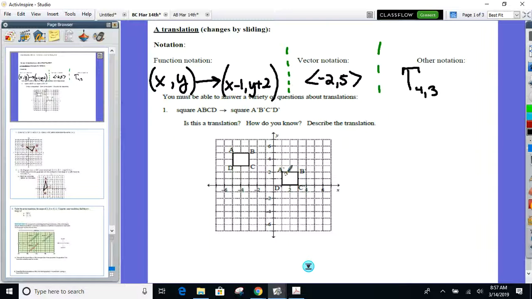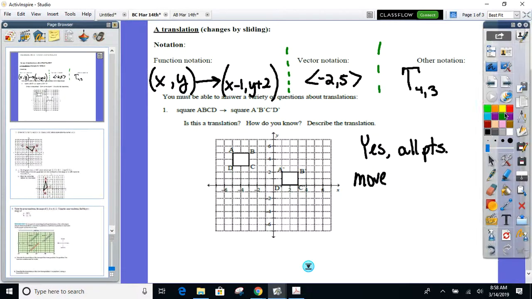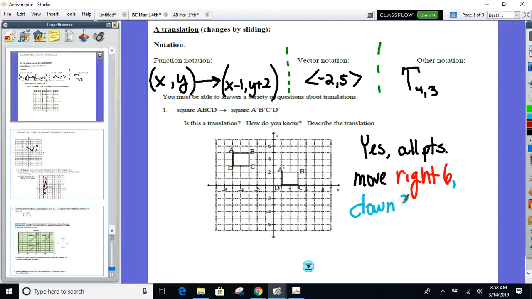They all have to go right 6, down 3. And what are you guys noticing? Are all of them the same direction? Yes. All right. So this is a translation. All points move where? Again, move right 6, down 3. All right, right 6. They all have to move the same amount, everybody. 3 out of 4 won't cut it. All right?